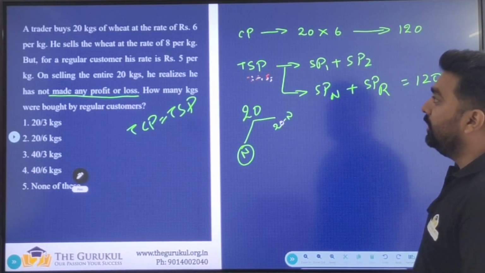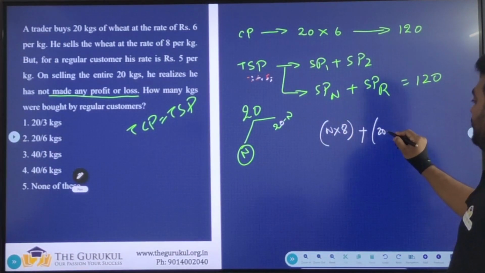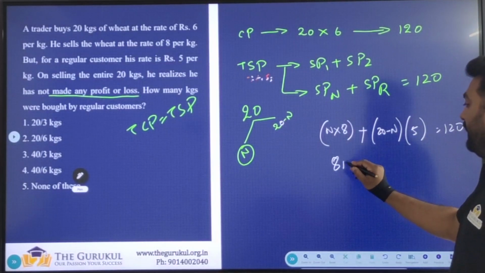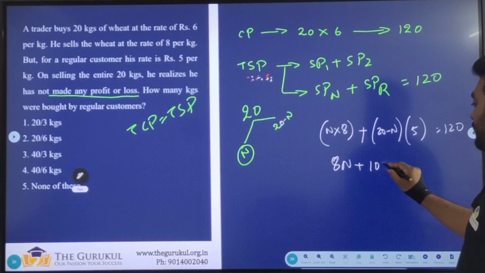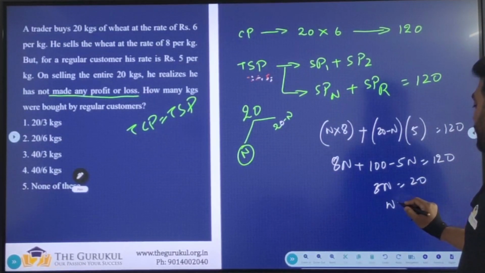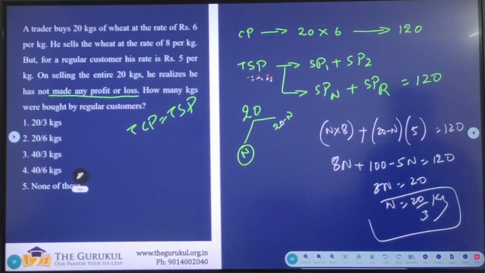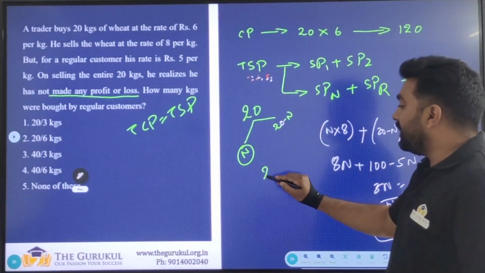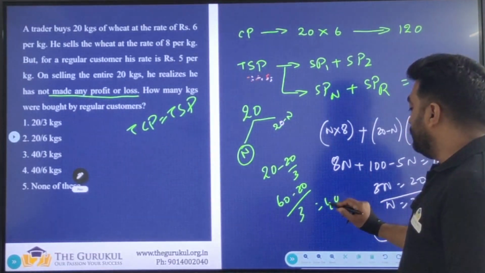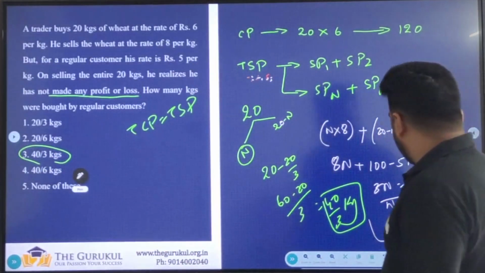for regular customers, 8 rupees per kg for new customers, so n into 8 plus 20 minus n into 5 is equal to 120. So 8n plus 5 into 2, that is 100, minus 5n equal to 120. 3n equal to 20, n will be equal to 20 by 3 kgs. How many kgs are bought by regular customers? These are by new customers. Regular customers will be 20 minus 20 by 3, which is 60 minus 20 by 3, that is 40 by 3 kgs. Option 3. Clear?